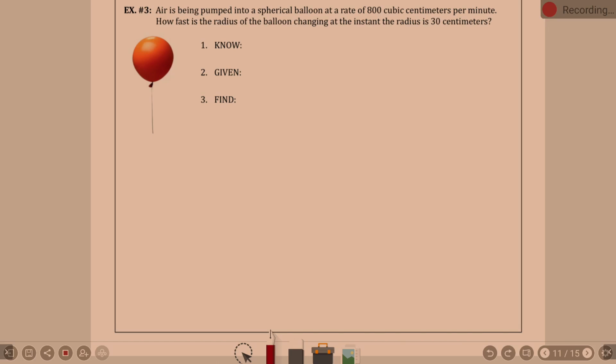As you reread it, start dissecting. What are they giving us? What are we finding? What formula do we have to consider? What is this whole problem talking about when they're talking about air being pumped into a balloon? Volume. Did you guys catch that? They never used the word volume, did they? They use cubic centimeters. Okay, but it's air being pumped into a balloon. Cubic centimeters, that's always my clue also. But air being pumped into a balloon, this is indeed a volume problem.